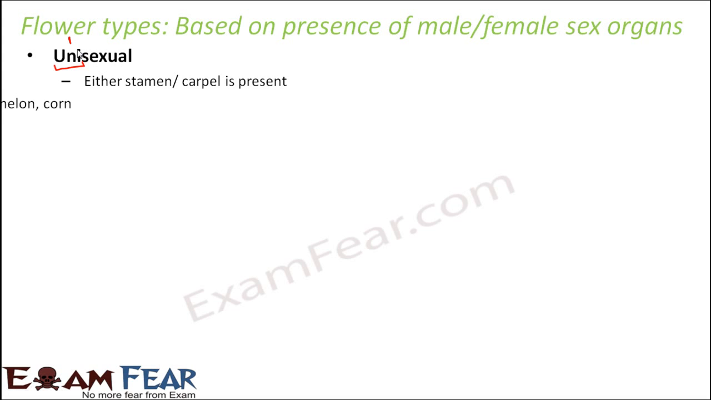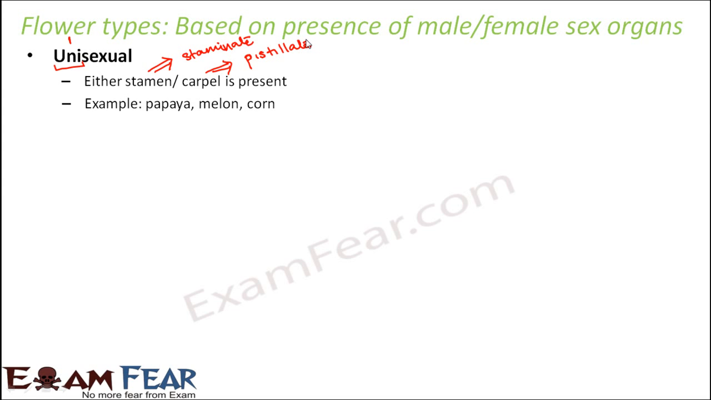Examples of such flowers are papaya, melon, corn. These are examples of unisexual flowers. Now flowers where only stamen is present, they are known as staminate flowers. Similarly, the flowers where only carpel is present. Now there is another name for carpel, that is called pistil. Carpel is also known as pistil. So the flowers where only carpel is present, they are called pistillate flowers.